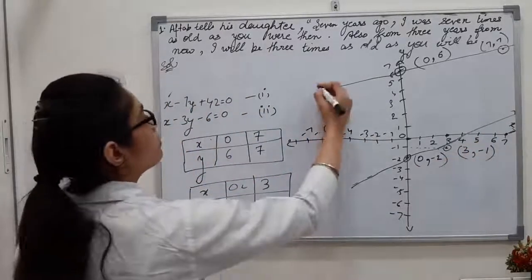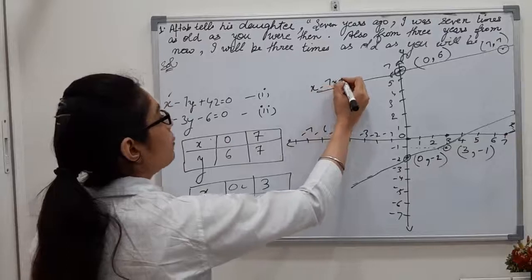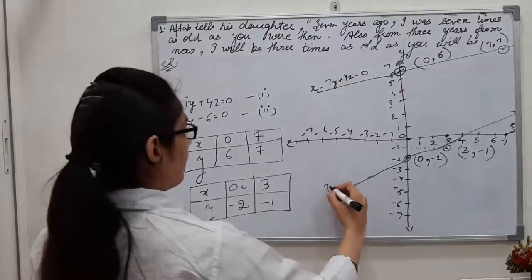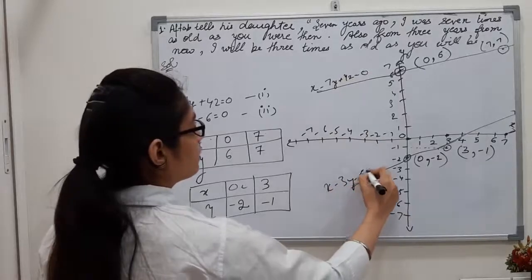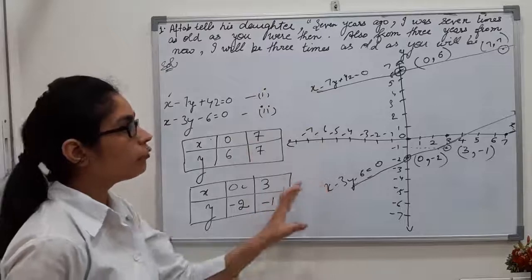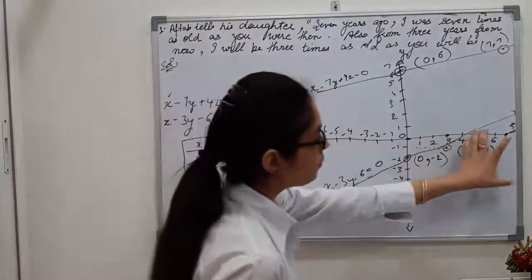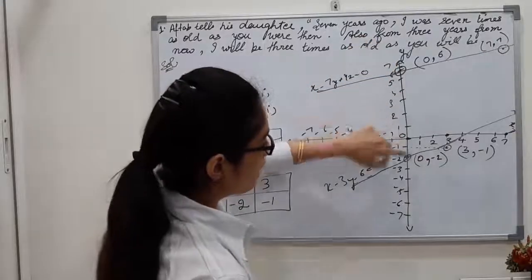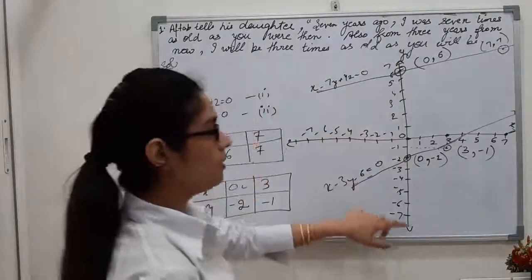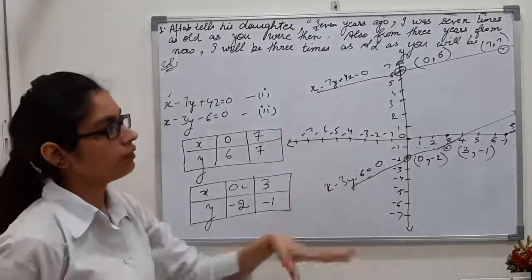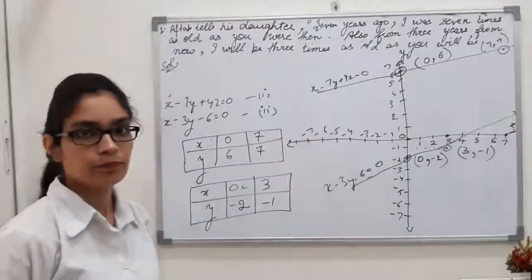Here I can write, this is the equation x minus 7y plus 42 equals 0, and this is the equation x minus 3y minus 6 equals 0. So we have plotted the graph. You have to carefully see, this is plus x, this is minus x, this is plus y, and this is minus y. So carefully you have to plot the points and then you can draw a perfect graph.